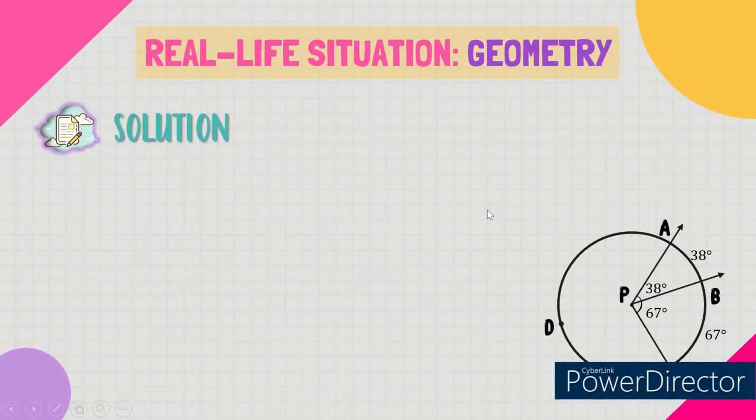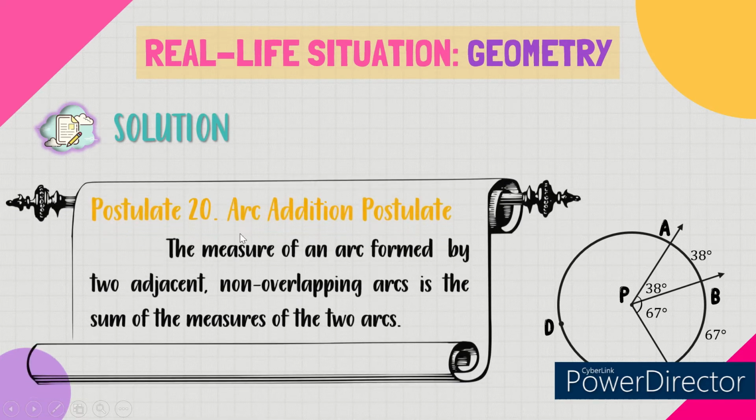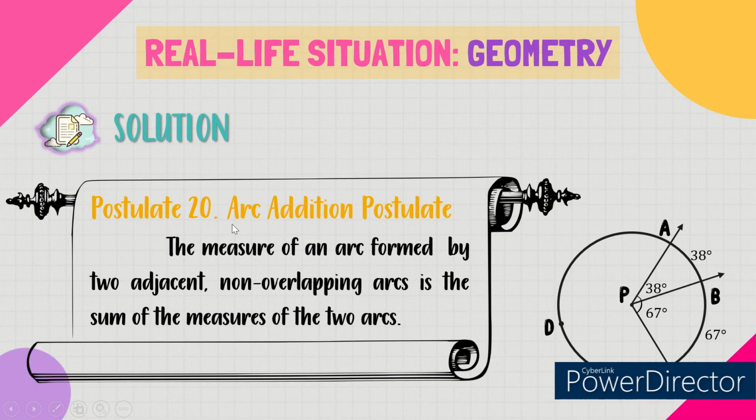So for us to answer and to solve the question earlier, let's first learn what Postulate 20 or the Arc Addition Postulate is. Here it states that the measure of an arc formed by two adjacent non-overlapping arcs, like this arc AB and arc CB, is the sum of the measures of the two arcs.